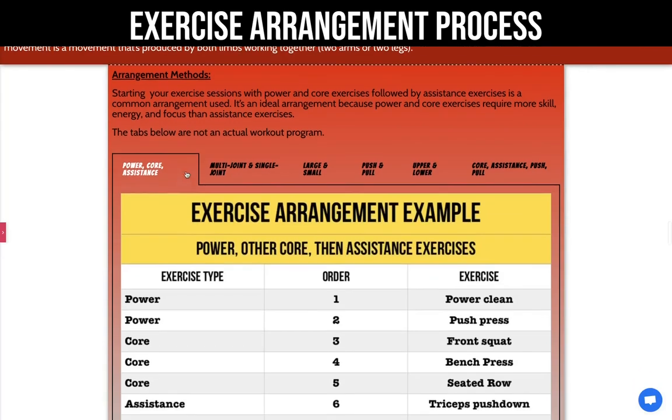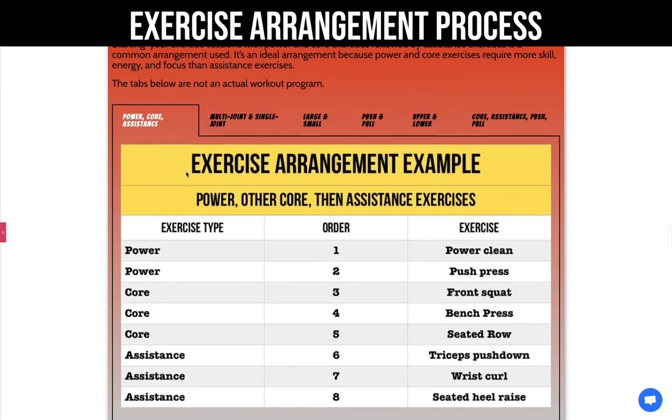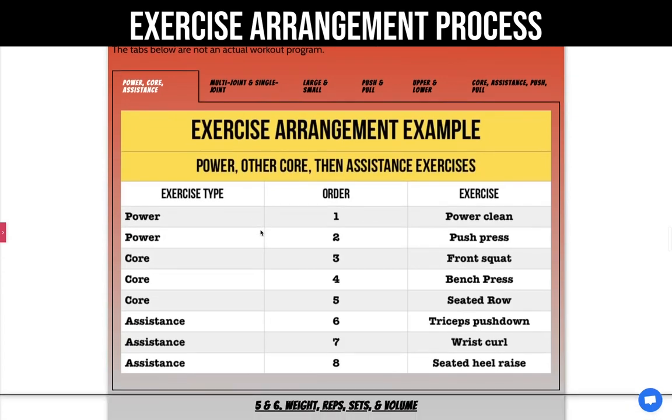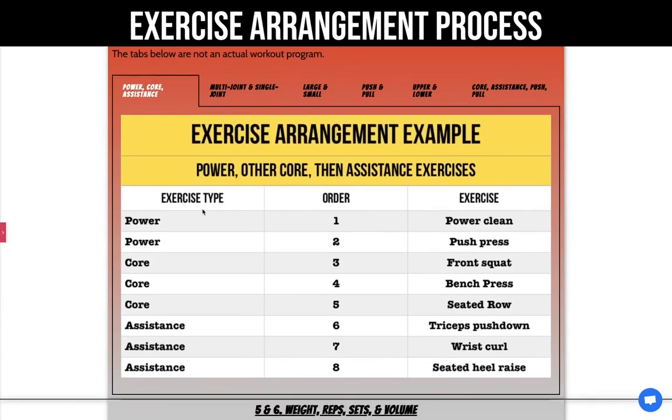So look at the tabs below. These are not actual workouts. This is just like the structure of the general exercise form. As you would see here, power. That is not an actual workout, but it's showing the type of exercise. So this is like an arrangement right here of a program.